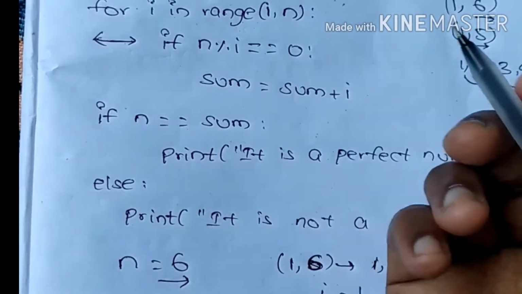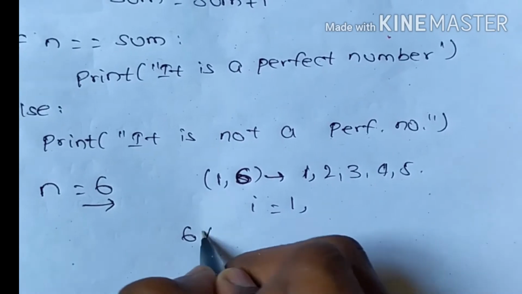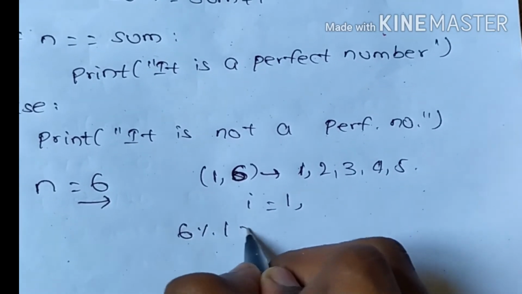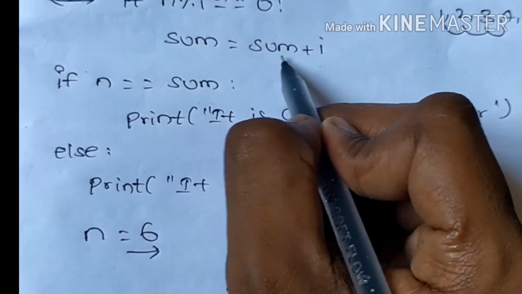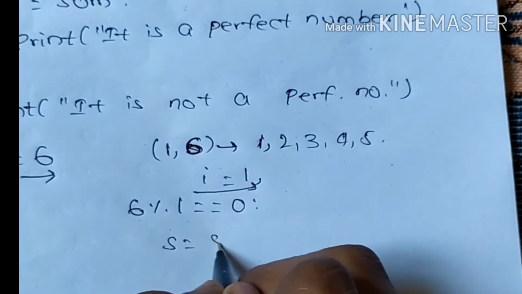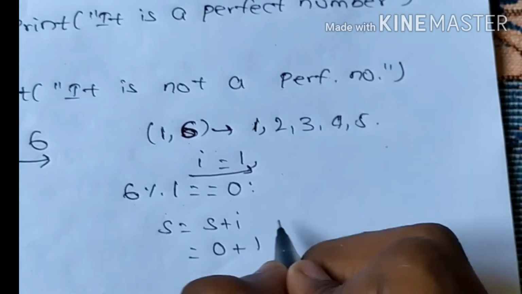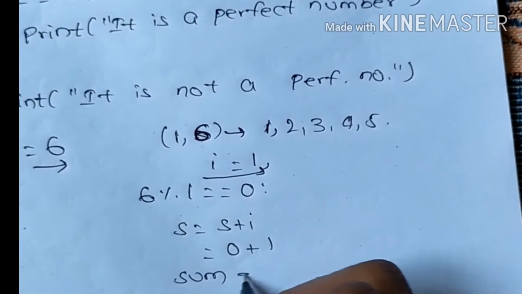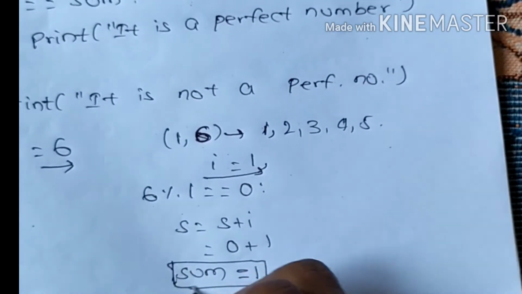If n divided by I equal to 0, that is, 6 will be divided by 1 and we will get remainder equal to 0. Then sum will get sum plus I, that is, here I equal to 1, right? Here sum equal to 0. Then sum equal to sum plus I, that is 0 plus 1. We will get sum equal to 1. First, 1 is stored in sum.